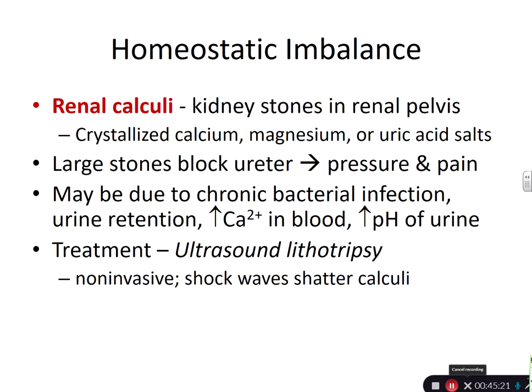So we call kidney stones renal calculi. And we have different kinds of kidney stones. They can be made of calcium, they can be made of magnesium, or they can be made of uric acid. If you have a kidney stone that's really large, typically where they form is in the kidneys and the renal pelvis. And then from there, they eventually funnel into the ureters.